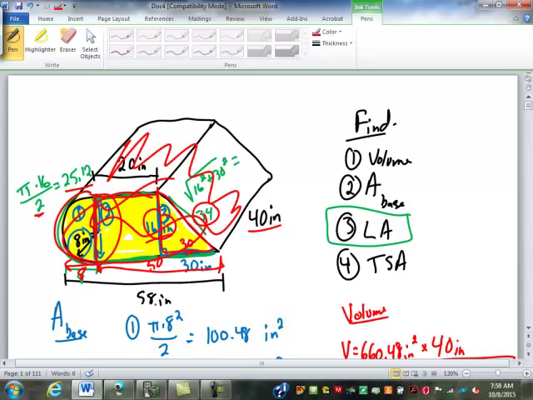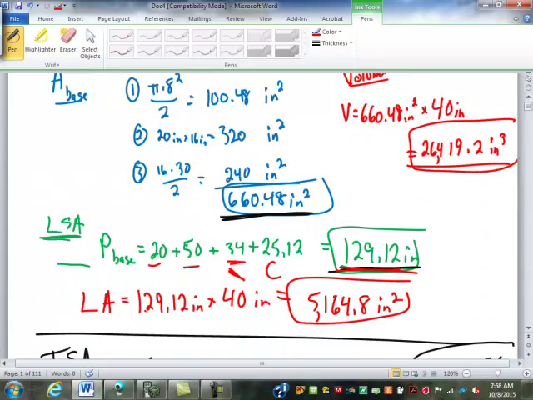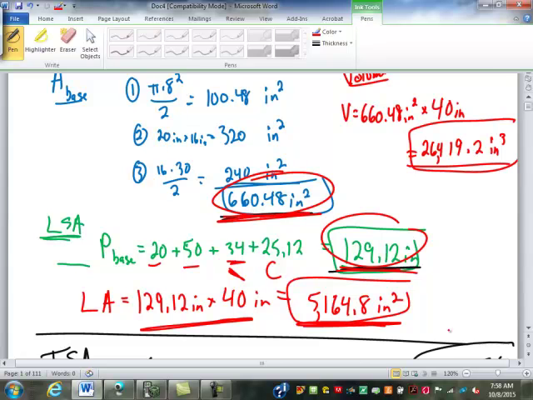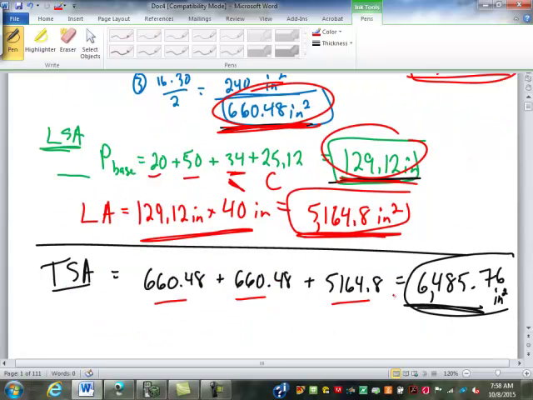All of it except for these two bases is the perimeter of that base times the distance between bases, or the 40. So we just took the perimeter of the base times 40 to get that lateral surface area. We have a base on each end, so we have to add 2 of those plus the lateral area. So 2 bases plus the lateral area.